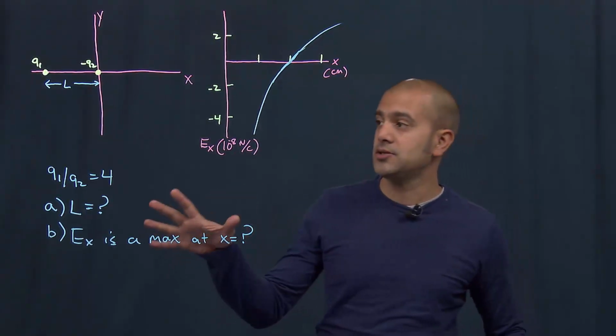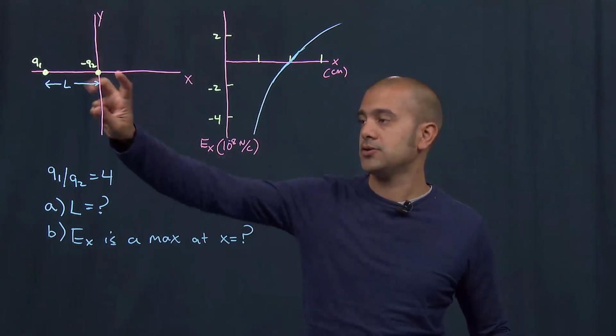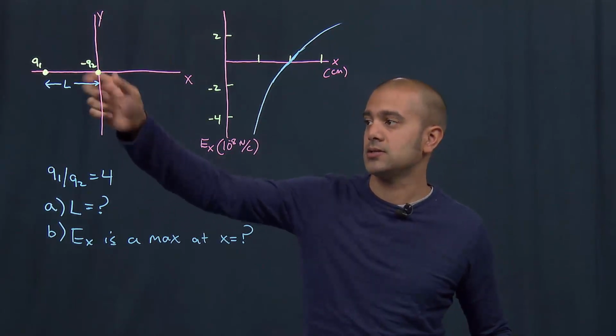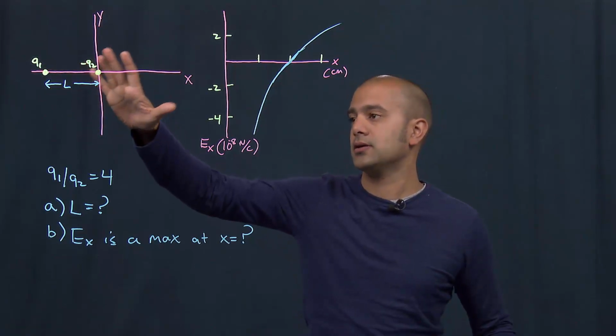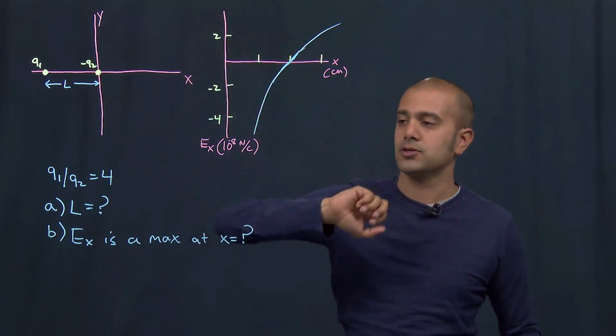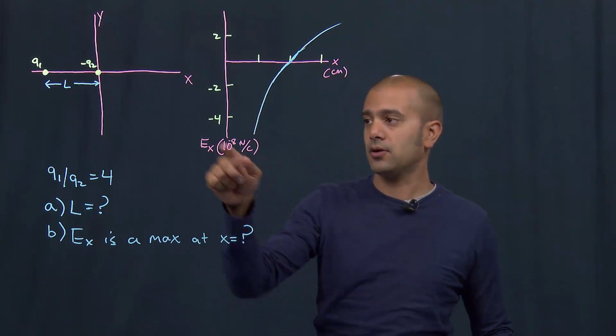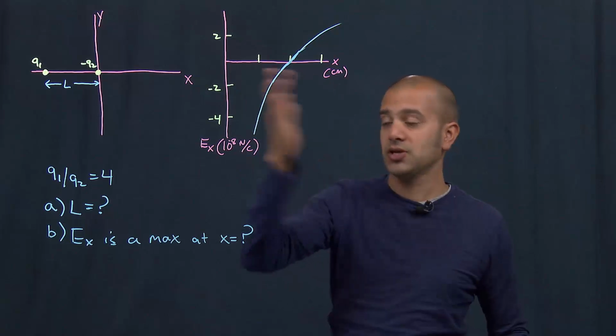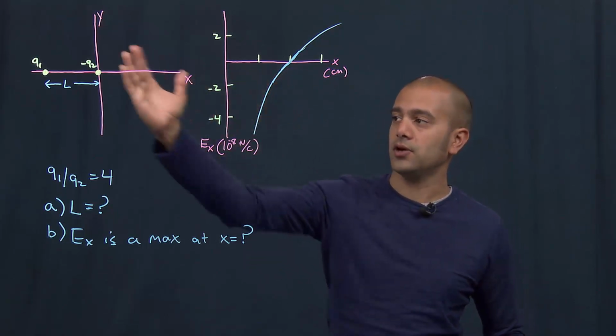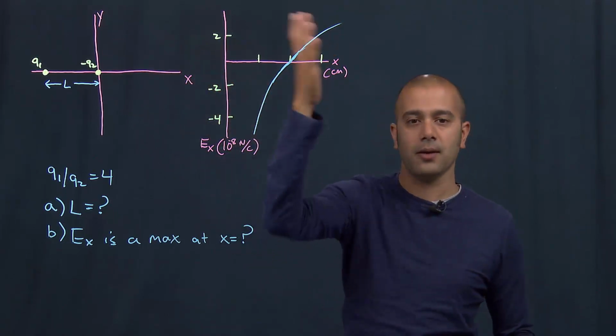So here we have a sketch of the situation. We have in the xy plane two charges that are on the negative x-axis separated by a distance L. One of them is positive, one of them is negative. And on this graph over here, what we're told is that the electric field along the x-axis in the positive direction has particular values. It starts out very negative when you're very close to the origin, and then as you get further away, it becomes positive.